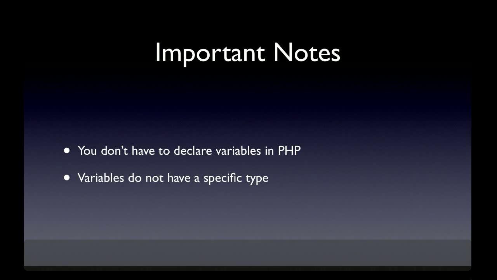Some important things to know before we start going over the different types of variables in PHP is that in PHP you don't have to declare variables. You can just start using a variable by assigning it. If you are used to different programming languages, that probably seems a little bit weird, but that is true. In fact, you don't have to declare your variables, and also variables don't have a specific type, so you can change the type of a variable at any time by just assigning it to a different variable type.